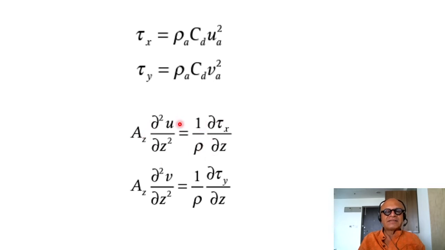and the density is rho, and that is related to the shear that we talked about, del squared u del z squared, or the mixing of the momentum. So Az del squared u del z squared and Az del squared v del z squared. So those two we relate. These are considered bulk formulae.